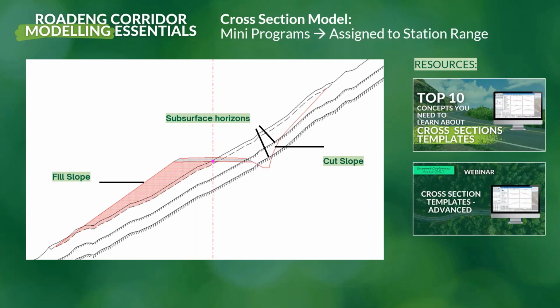So in this screenshot here, you can see that we've got these hatched lines, which are 2 different subsurface horizons. And if you look really closely at the cut slope, you can actually see that the cross section, through its mini program definition, is adjusting the cut slope angles based on the material that it's in. It's also adjusting for the presence or inclusion of a ditch. You'll see it's here on the cut side, and there's no ditch on the fill side. Similarly, you could do the same for berms. You could do the same for a variety of different elements within the cross section.